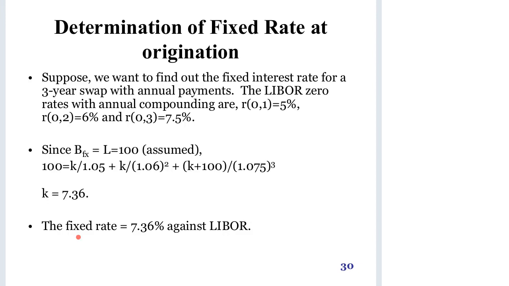So let's look at this. What I know is that I want to find out the fixed rate for a 3-year swap with annual payments. Now the LIBOR zero rates for 1 year, 2 year, and 3 years are 5, 6, and 7.5%.